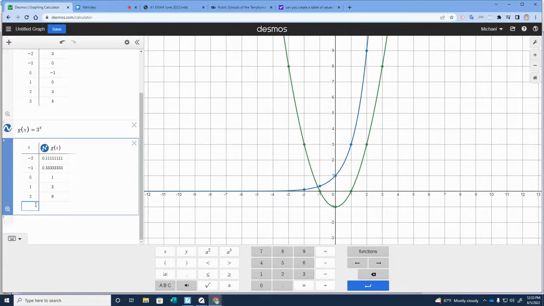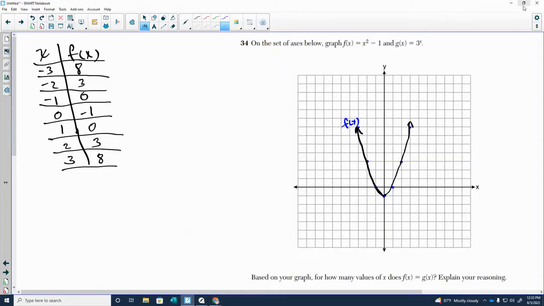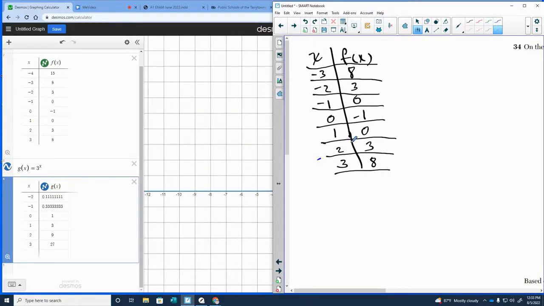So maybe I can get the next one. Let's see. I'm going to put 3 in here. Nope, 3 goes all the way to 27. So that's not going to fit. So I'm going to do -2 to 2. So I'm going to come back here, and I'm going to copy down those values as well.